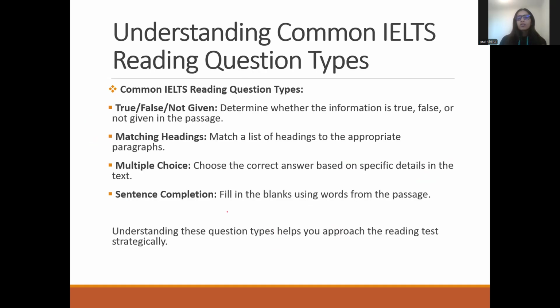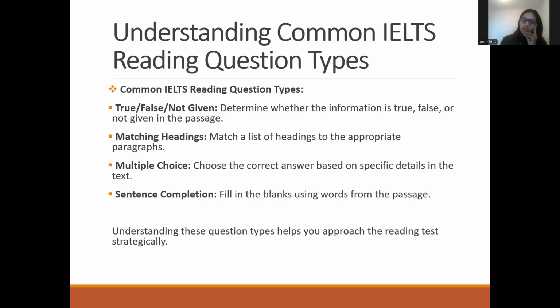Then we have understanding common reading question types. So we have true, false, not given. We have matching headings, where we match a list of headings to the appropriate paragraphs. We have multiple choice, MCQ kind of questions, and we have sentence completion.